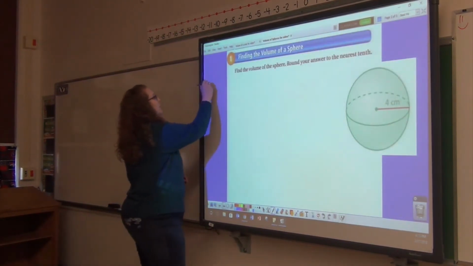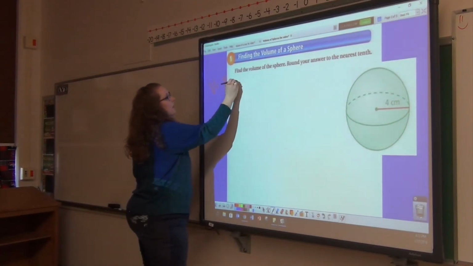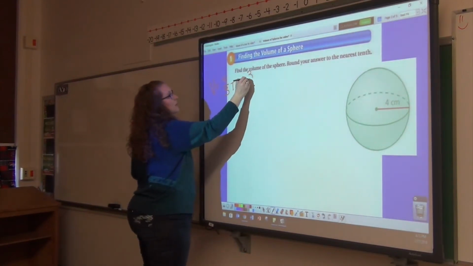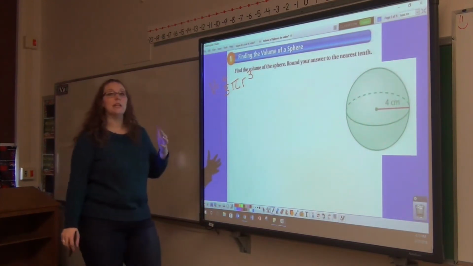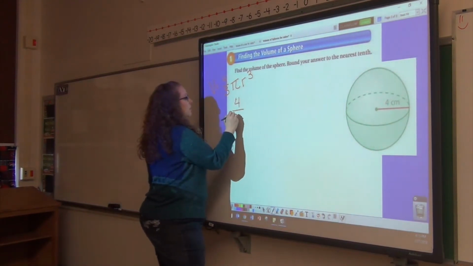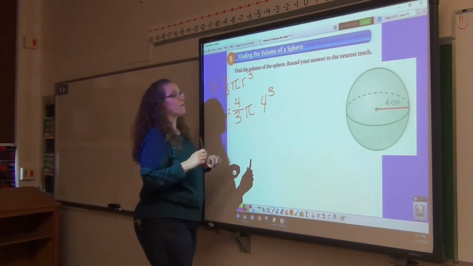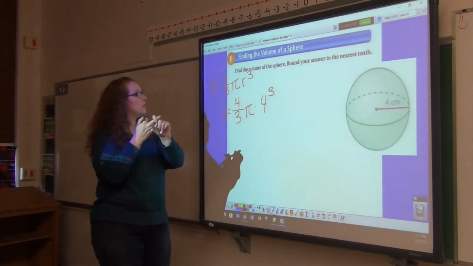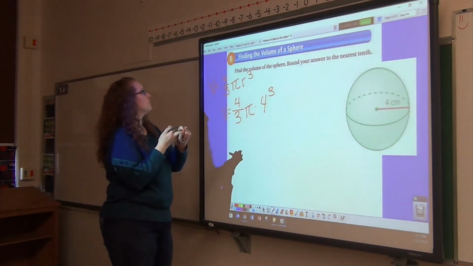Before I forget that, I'm going to write that down. Volume equals 4/3 times pi times the radius cubed. All right, so I know what my radius is. That's all I really need to solve for the volume of a sphere. So my volume is going to equal 4/3 times pi times 4 cubed. And 4 cubed is 4 times 4 times 4. So 4 times 4 is 16, times 4 is 64.